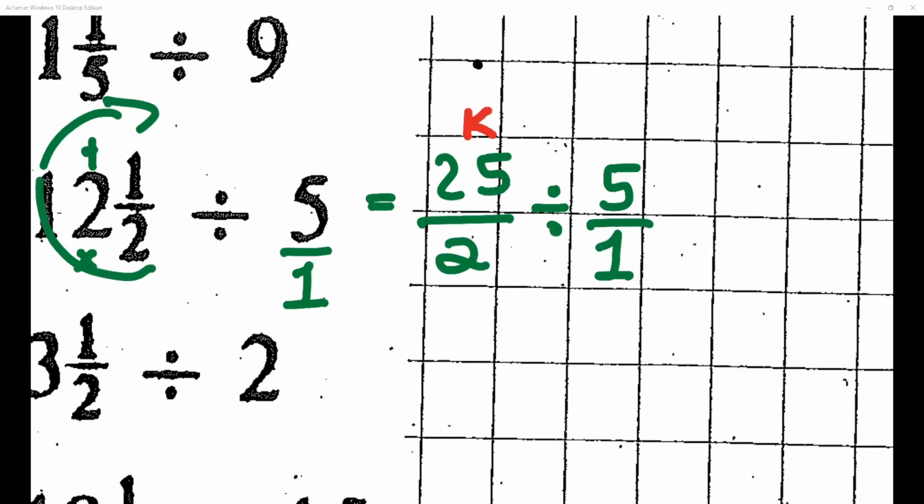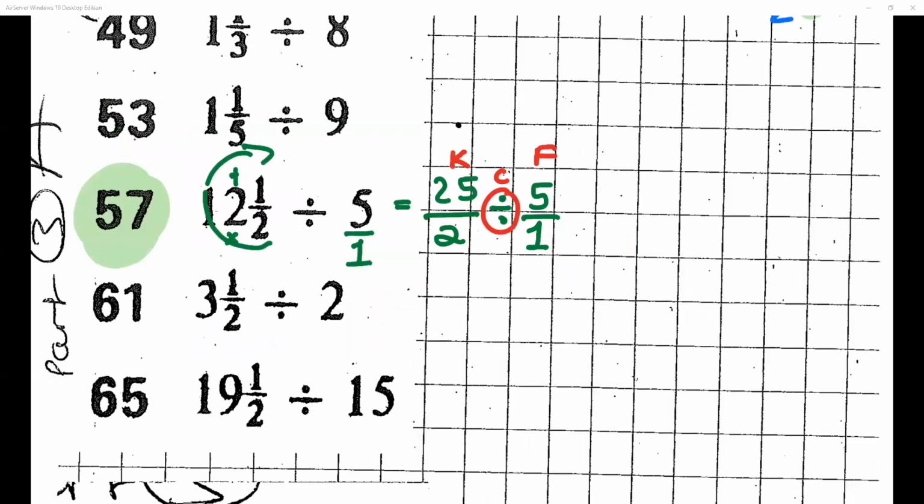So which one do we keep? You keep 25 over 2. Which one do we flip? 5 over 1. Which one do we change? Division to multiplication. Okay, let's go. So we keep the first fraction as it is. We turn the divide sign into times. And the second fraction we turn upside down. Can we cancel now?